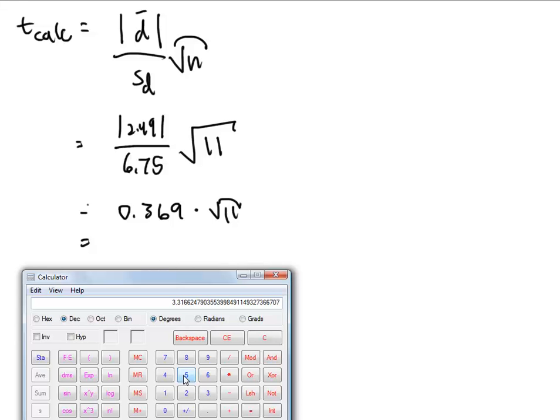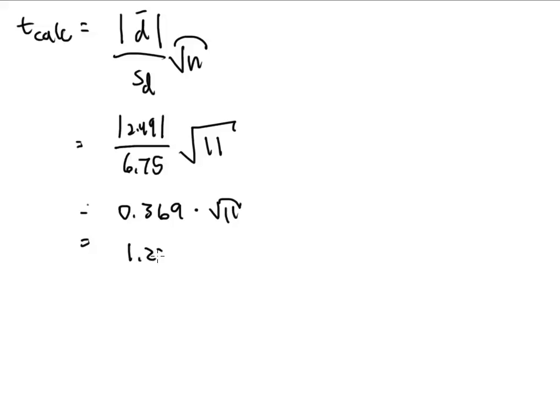Your calculator, though, if you're using a TI-83 or an 84 or higher, has a square root symbol on it. So you might as well take advantage of that square root symbol. Square root of 11 or 11 to the exponent of 1/2, that's the same exact thing. It doesn't really matter. So 3.316, and then I'm going to multiply that by 0.369, and I hit enter, and I get 1.224. Let's round that off that way, 1.224. And that is my T calc.